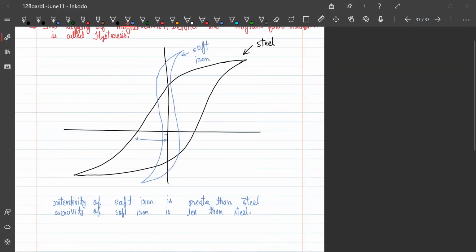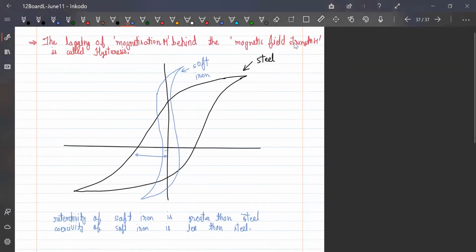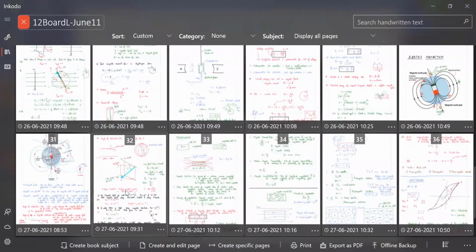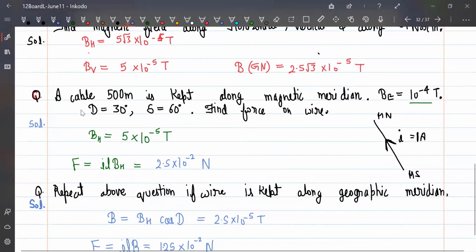Sir, I have a doubt in the first question that you solved. Doubt in? First question. The first question that we solved today. Your voice is not very clear now, just say again. Sir, I have a doubt in the first question that we solved today, that magnetic field BE. Okay, this one.